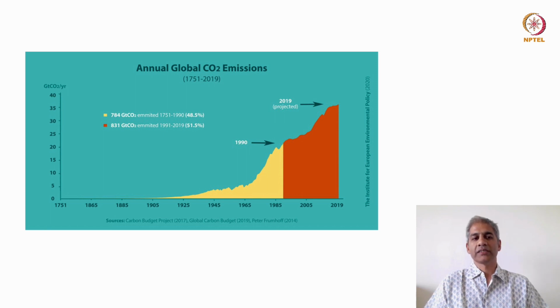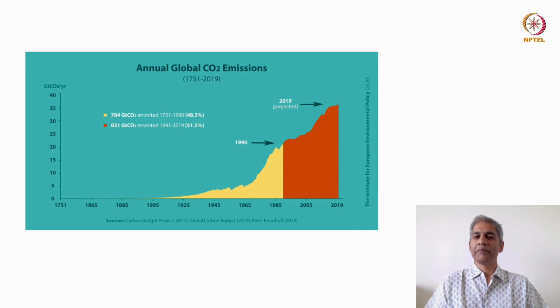This plots CO2 emissions along a timeline, and we can see that it has been divided into two different areas: CO2 emissions before 1990, which have been added up, and CO2 emissions in the approximate 30-year period from 1991 to 2019. And we can see in the last 30 years, we have emitted more than 50% of all the CO2 which has presently accumulated in the atmosphere.